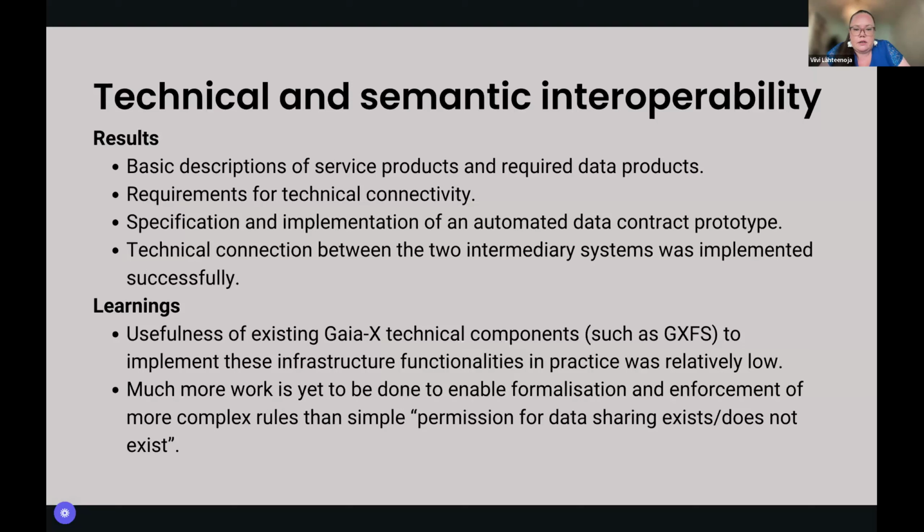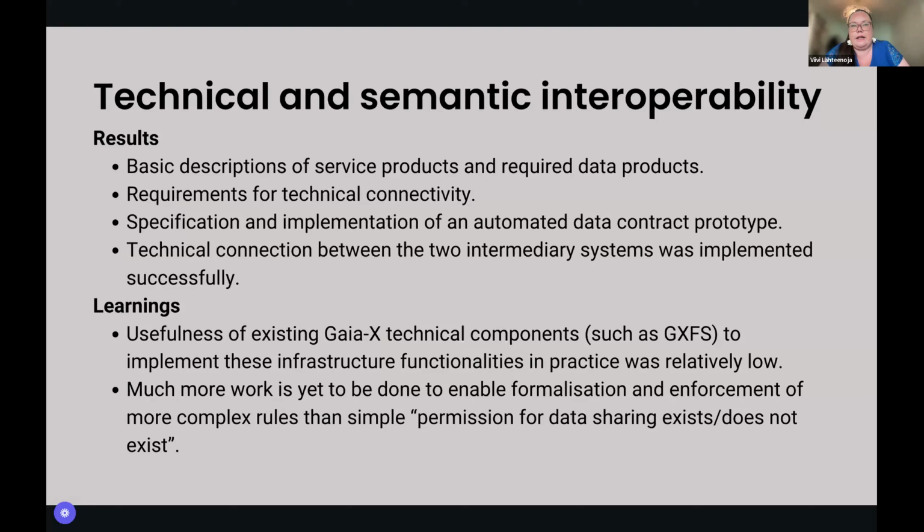And what we also learned is that there's a lot of work yet to be done to enable the formalization and enforcement of more complex rules than simple permission of data sharing exists or does not exist. So our prototype basically operated on this binary: whether there existed permission to share the data from one intermediary to the next or not. But obviously, this is not all that is relevant to data sharing, especially multilateral data sharing use cases.